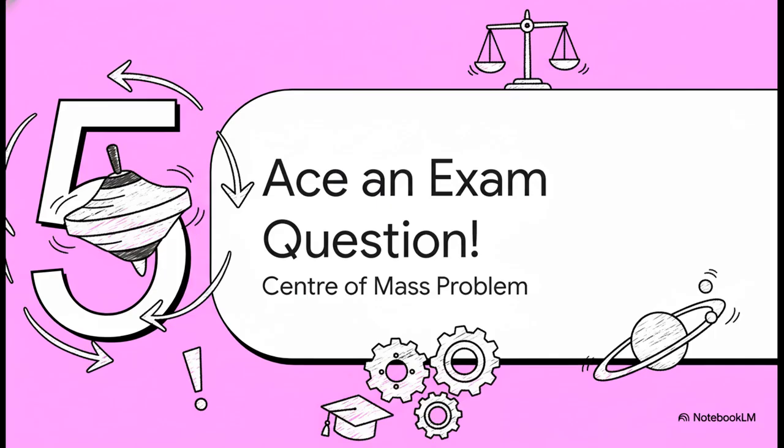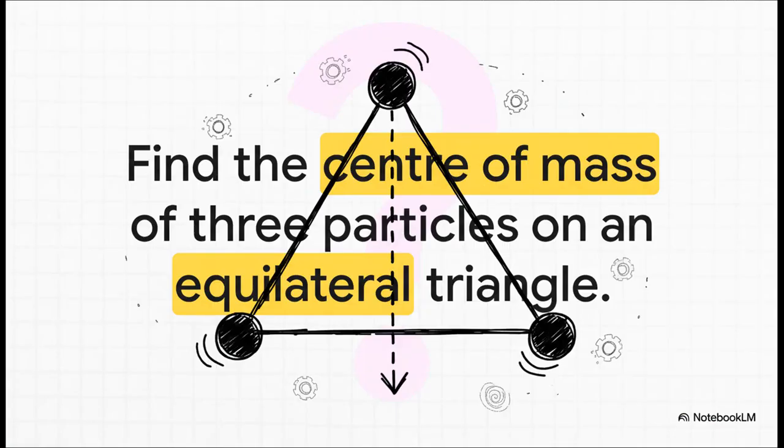So let's tackle a typical exam question together. This will show you exactly how to apply these concepts and nail those full marks. All right, here's our question, and it's based directly on a solved example from your textbook. We've got 3 particles with different masses, 100 grams, 150 grams, and 200 grams. They're placed at the corners of an equilateral triangle with a side length of 0.5 meters. Our job? Find the center of mass of this whole system.